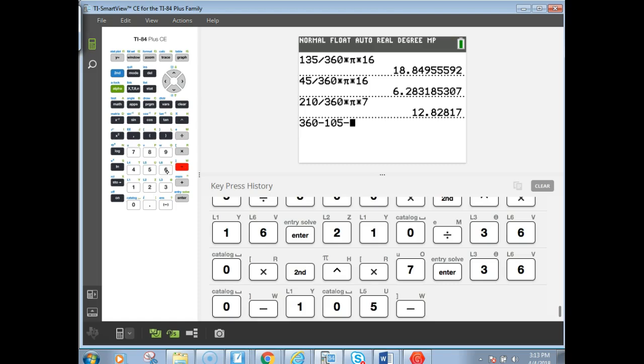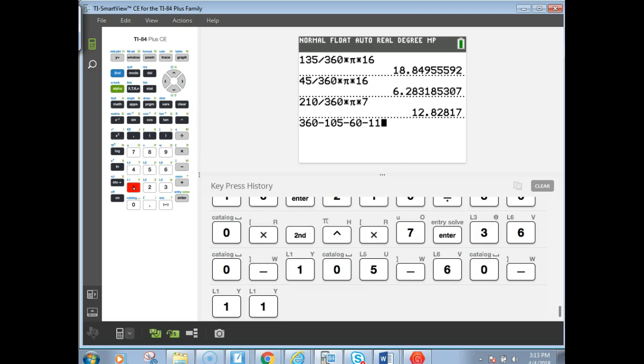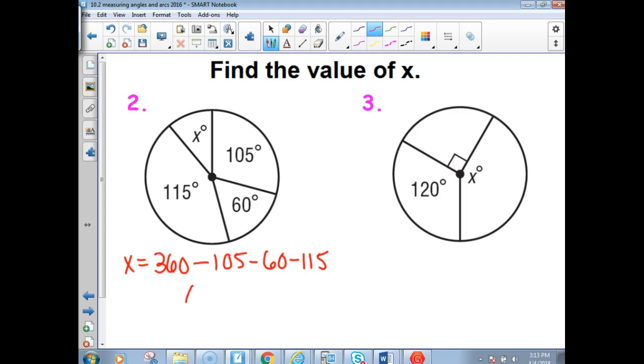So we just type away. Was the last one 115? So did you get 80? Okay, so x is 80 degrees.